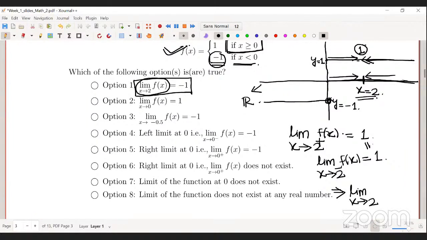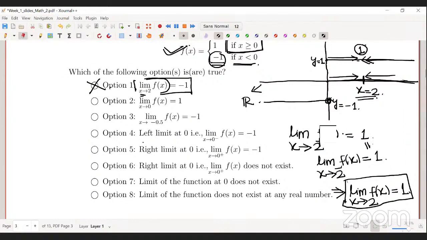Then I can write that the limit at 2 is 1. So the first option, which says the limit of the function at 2 is -1, cannot be true, because as you saw, the limit of the function at x equal to 2 is 1. The next thing is we want to compute the limit of the function at x equal to 0.